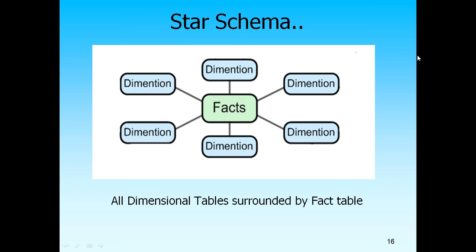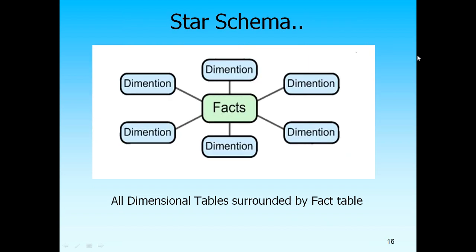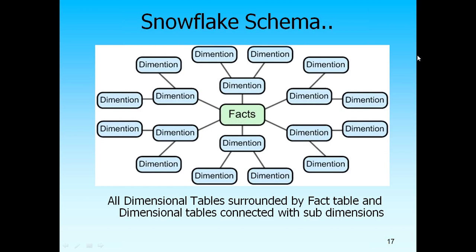Now, when we talk about the Snowflake schema, dimension tables will connect to a fact, but these dimensions will also have sub-dimensions. That is nothing but Snowflake schema. Here in the star schema, this is the end of the dimension, so the dimensions will not have sub-dimensions. But in the Snowflake schema, we have sub-dimensions to the main dimensions.